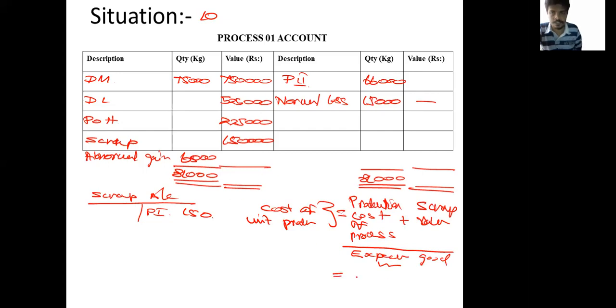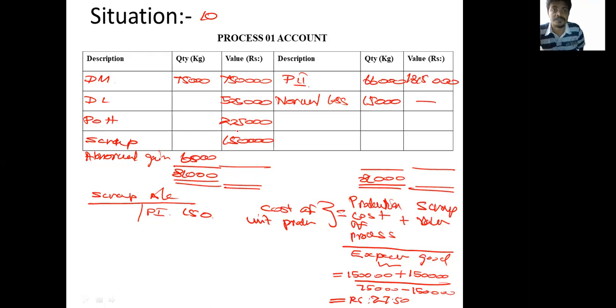Here, the production cost we know is 1.5 million plus scrap clearing value 150,000, divided by expected good units, in the sense inputs minus expected normal loss 15,000. Then the value is rupees 27.50. We can multiply this 66,000 by 27.5 to get the output, 1815. I am doing this as you have now.